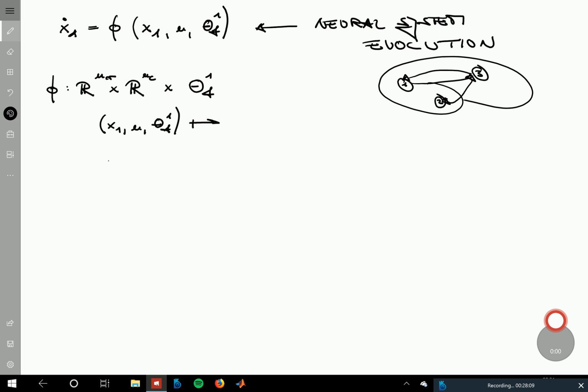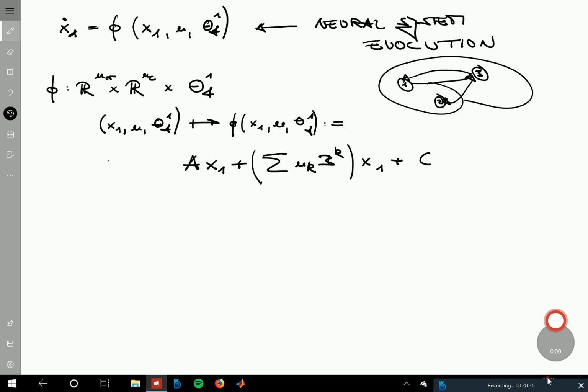Now this function here takes the following form, and this is in a way the famous DCM function that you will find when people talk about DCM, as I said. It looks as follows: A x1 plus the sum over k of u_k B_k x1 plus C u. So, good. So what do we have here?